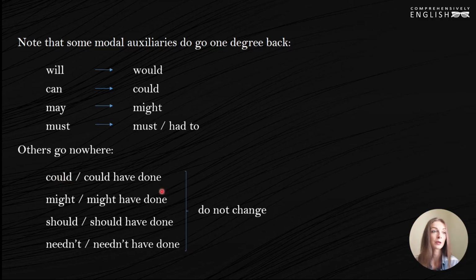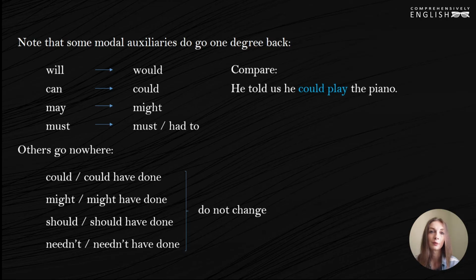For example, let's compare the sentences. He told us he could play the piano. Here we speak about a physical ability of a person to do something. His original speech, his direct speech, was, I can play the piano. That's why it was reported this way. He told us he could play the piano.